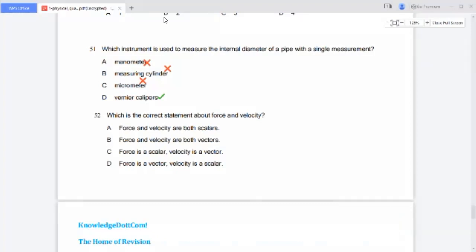Which is the correct statement about force and velocity? Force and velocity both are scalar quantities. Wrong. Force and velocity both are vector quantities. Yeah, looks fine. Force is a scalar and velocity is a vector. Wrong. Force is a vector and velocity is a scalar. Incorrect. So we have only one correct option, B.